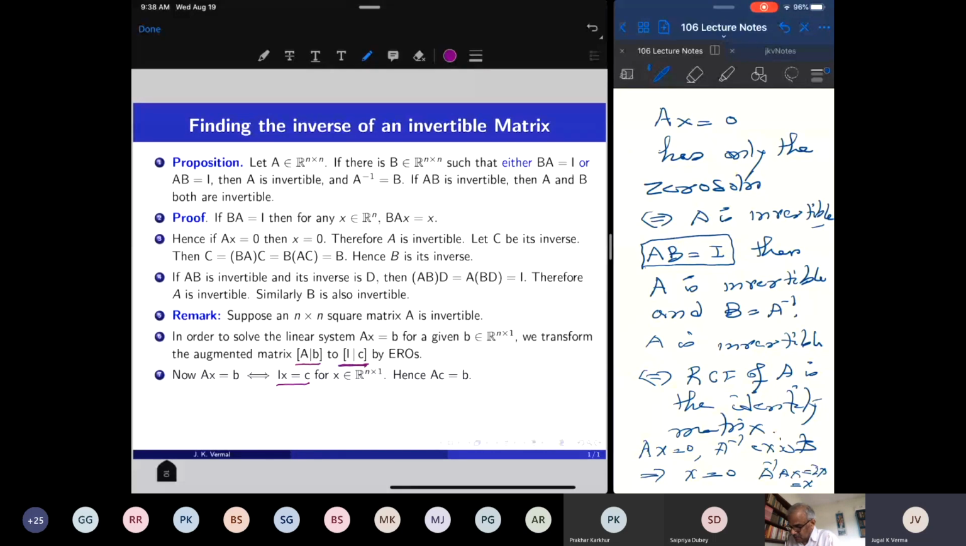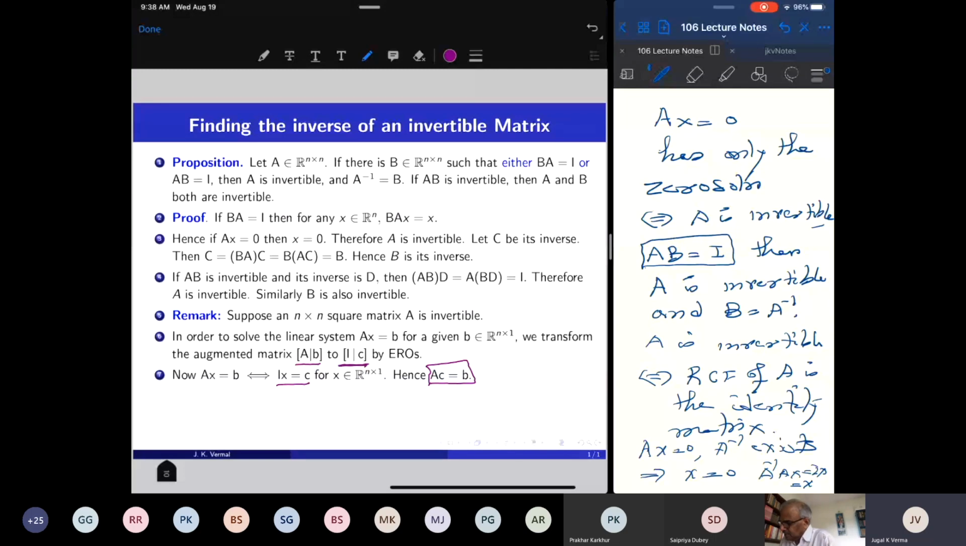So Ax equal to B if and only if x equal to C, for x in R^n a column vector. Ix is x, so x equal to C, and therefore I substitute into Ax equal to B, and I get AC equal to B. Okay, so that gives an algorithm to find the solution of an inhomogeneous equation using the Gauss elimination method.